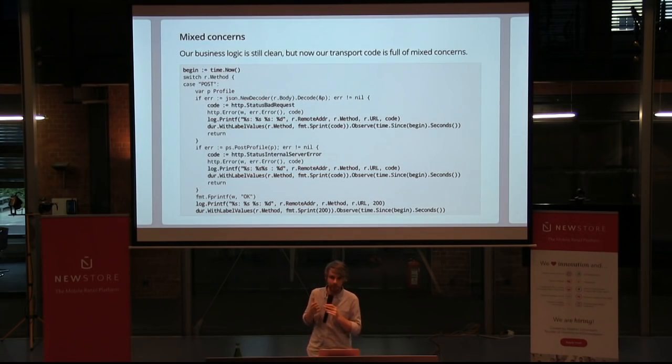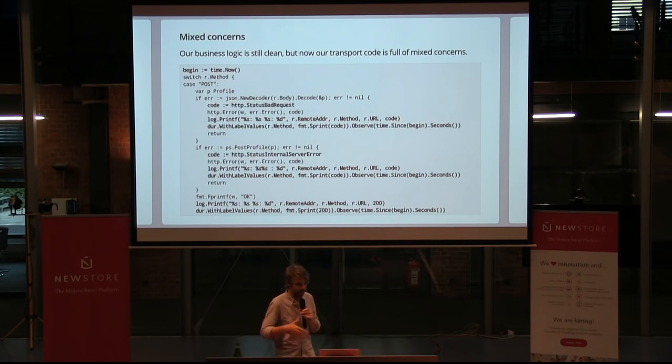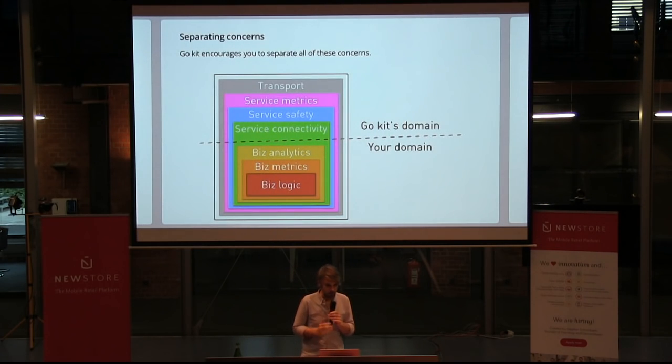So, okay, now we've added logging and instrumentation, and our business logic is still kind of clean. You remember the profile service itself, it's still kind of clean. But now our transport code is full of other stuff. It's not just dealing with the conversion of the HTTP domain into the profile service domain. It's littered with all this other stuff, all the stuff I've highlighted here. So Go kit wants to help you separate these concerns.